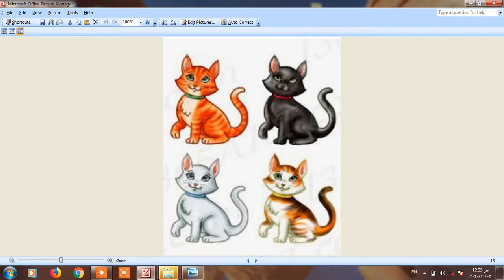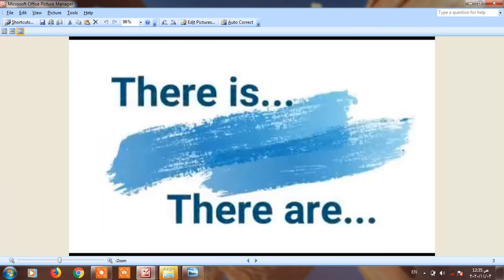So KG1, we use there is when we talk about what? Singular. One thing. We use there are when we talk about more than one. Plural. Repeat. Plural. I can't hear you, KG1. Raise your voice. Plural. Good.